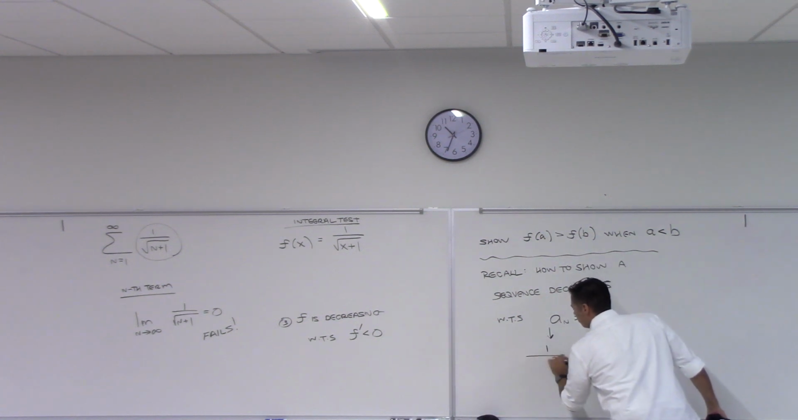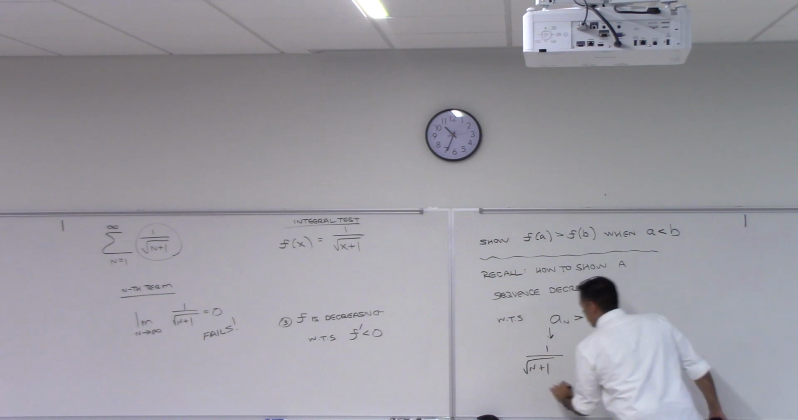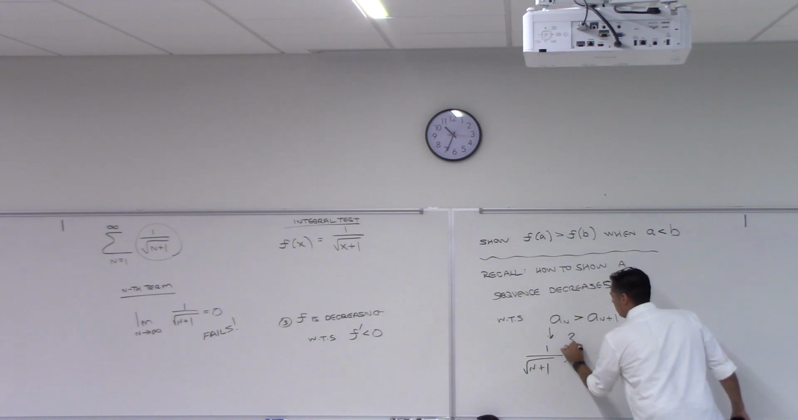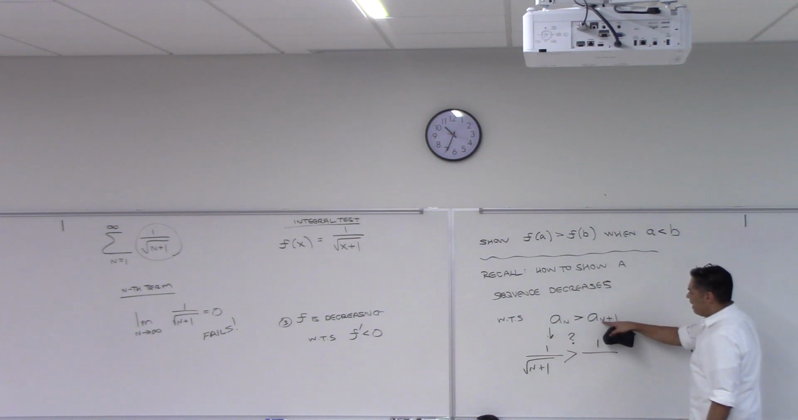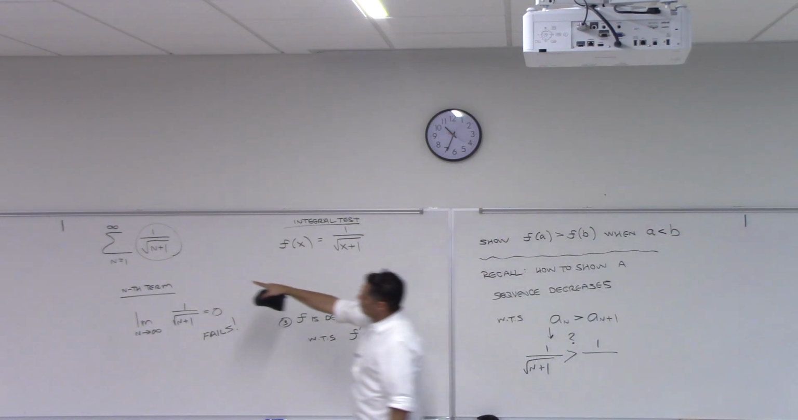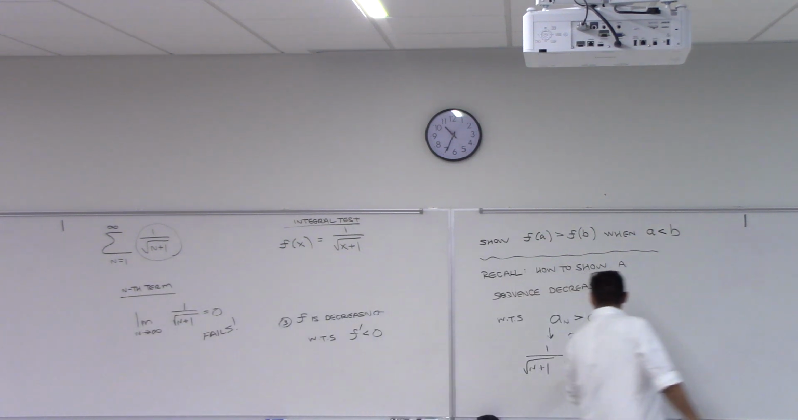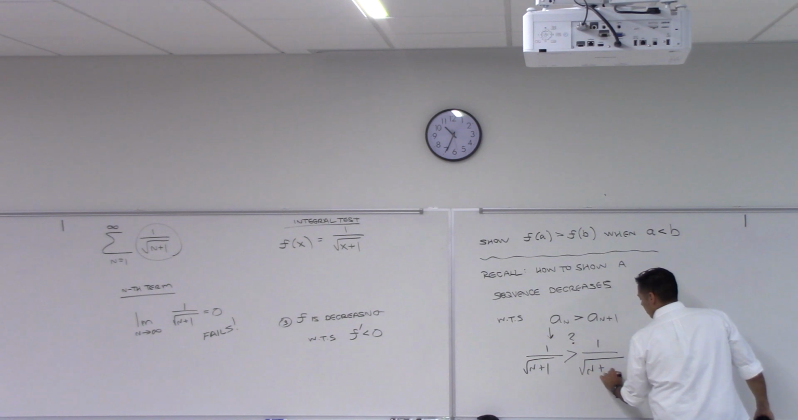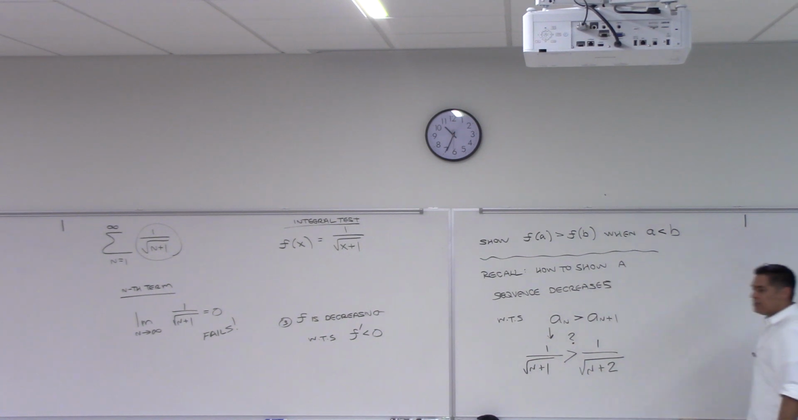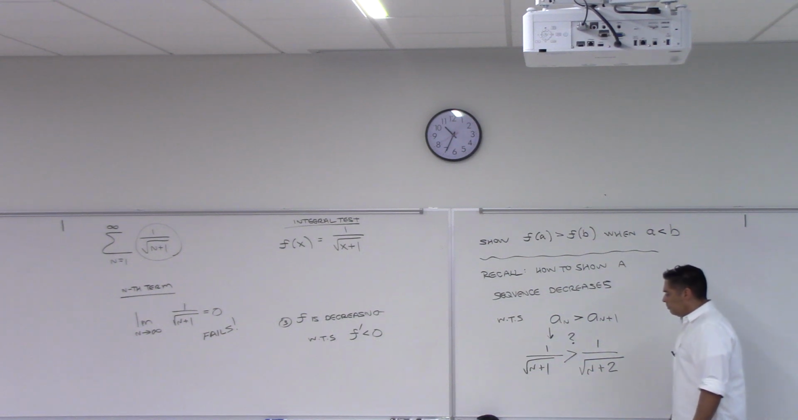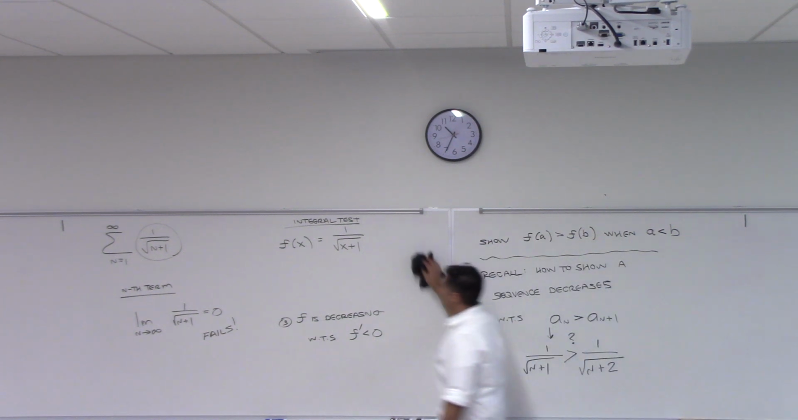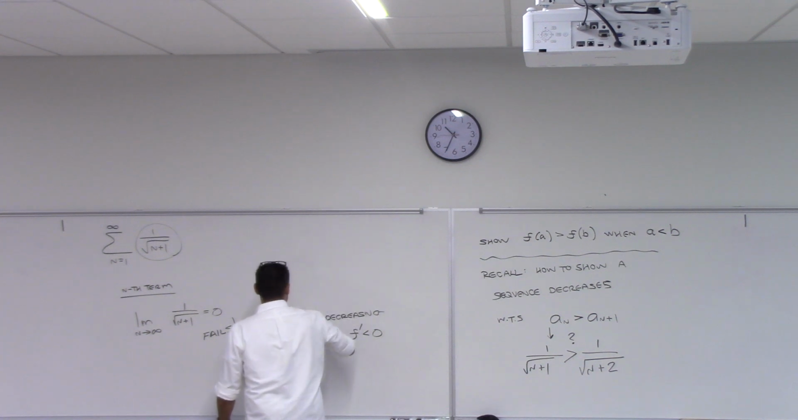1 over square root of n plus 1. And the question is, is that bigger than what happens when I plug n plus 1 into the sequence? If I replace that n with n plus 1, I get 1 over square root of n plus 2, because it's n plus 1 plus 1. So is that true? You have to convince me or convince yourself that that's true. Is it? Yes or no?